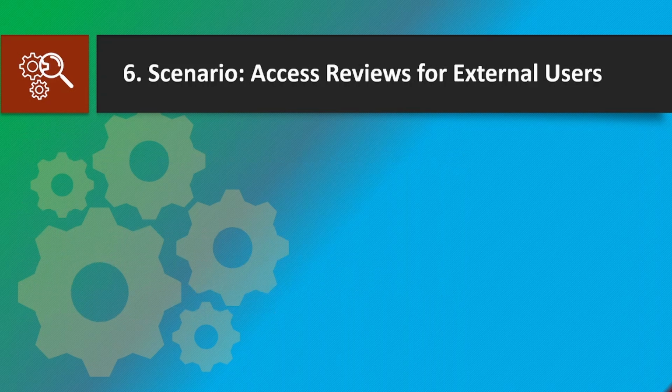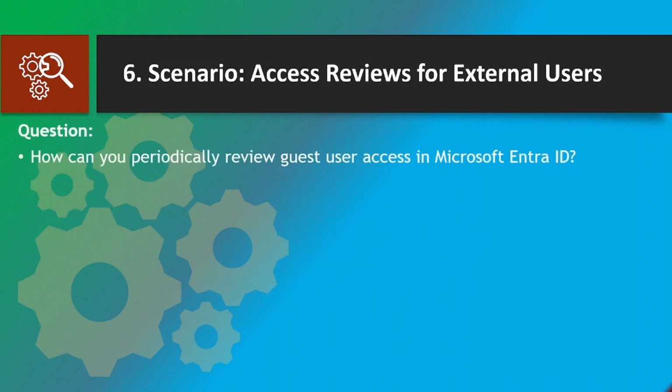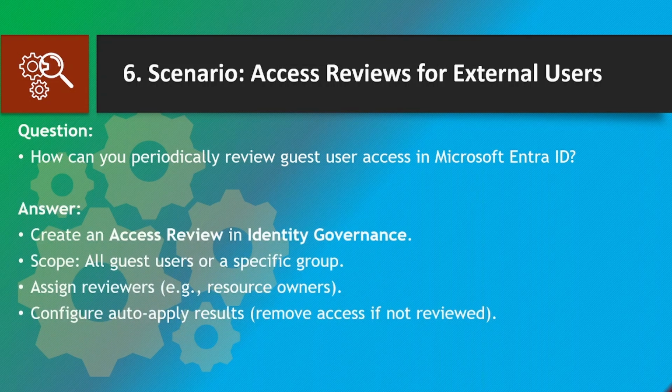Next, sixth scenario, access reviews for external users. Question: how can you periodically review guest user access in Microsoft Entra ID? Answer: create an access review in identity governance. Scope: all guest users or a specific group. Assign reviewers, for example, resource owners. Configure auto-apply results. Remove access if not reviewed.